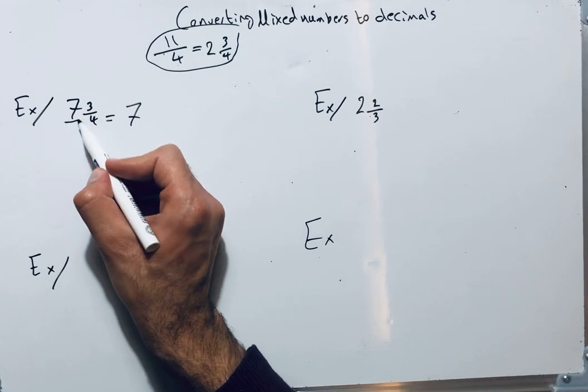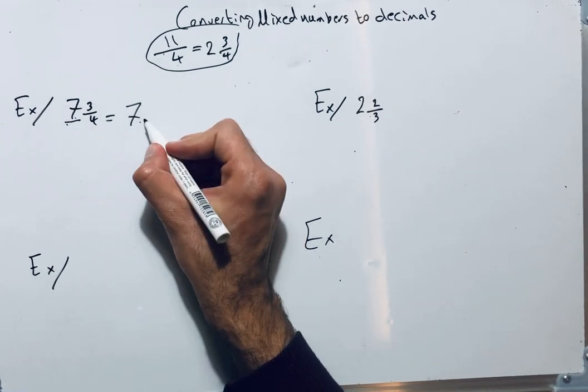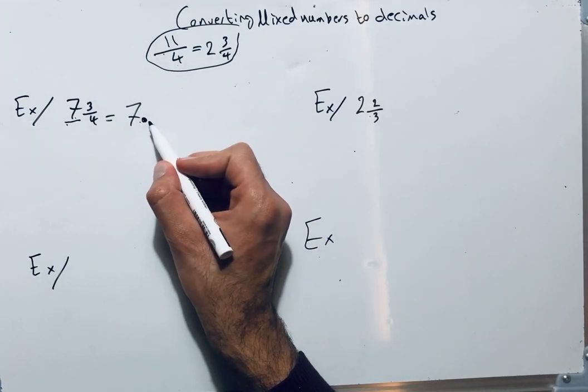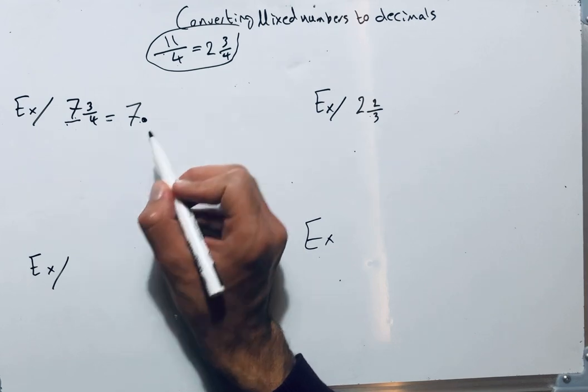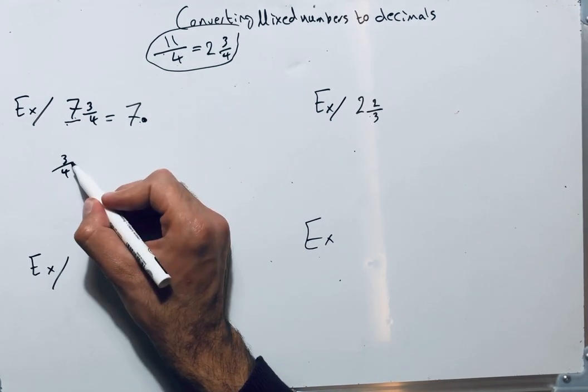Bring the large number and write it the same way. So 7, 7. And then put a point. Now we have to figure out what's after the point. I'm going to do this here. So we have 3 over 4.